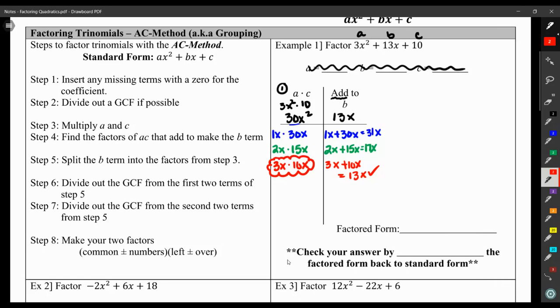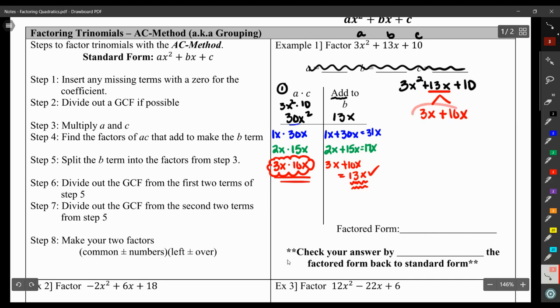That's step 1. Now, step 2: I'm going to rewrite my problem just so I have some space to work. Now that you know what numbers you need, the reason we had to add up to the b term is that we're going to take 13x and break it up into 3x plus 10x. Those two are like terms. If you add these up, you should get back to 13x. The other stuff follows down with me: 3x squared on the front and 10 at the back.